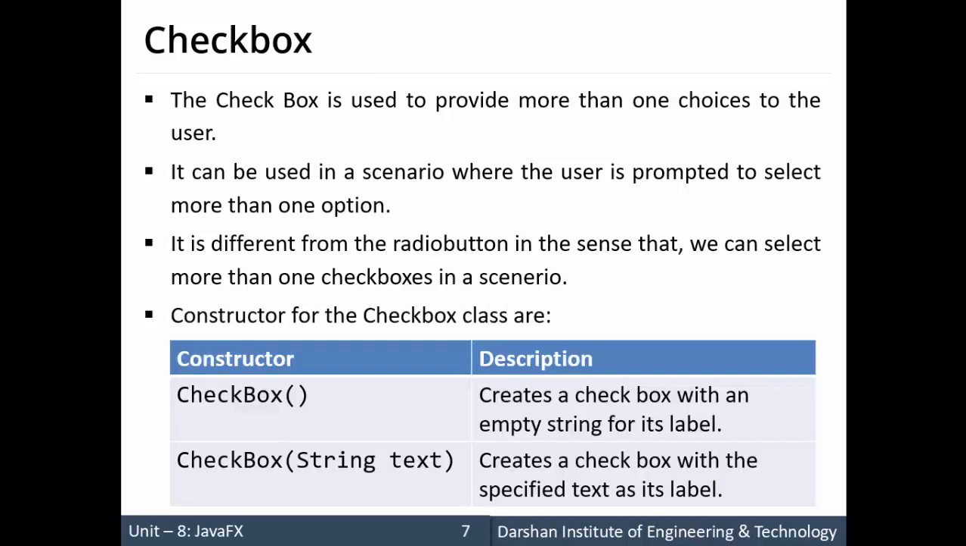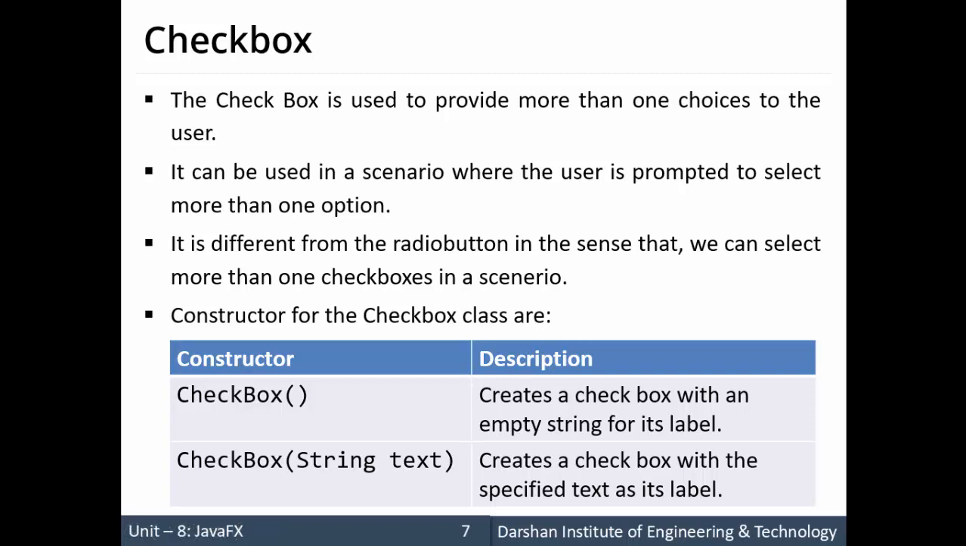Now the constructors which are required to make the checkbox: the first one is the empty constructor. So it creates the checkbox with an empty string for its label. The checkbox would be there, but no label would be there. But if we want the checkbox with a label, then we need to provide the text as an argument to the constructor of the checkbox. So it creates the checkbox with the corresponding text along with the checkbox.